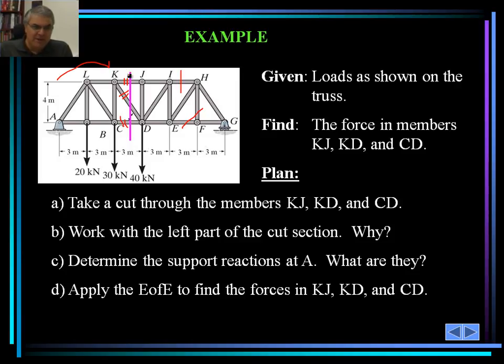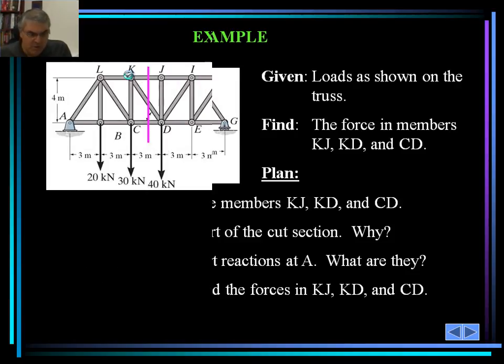The reason for that is because there are in this case less members to the left. It's shorter, it seems easier, and we determine the support reactions at A, and the reason for that is because we don't know the support reaction at A, and in order to solve such a problem, we need to determine that, and then we would apply the equations of equilibrium to find the forces in the unknown members.